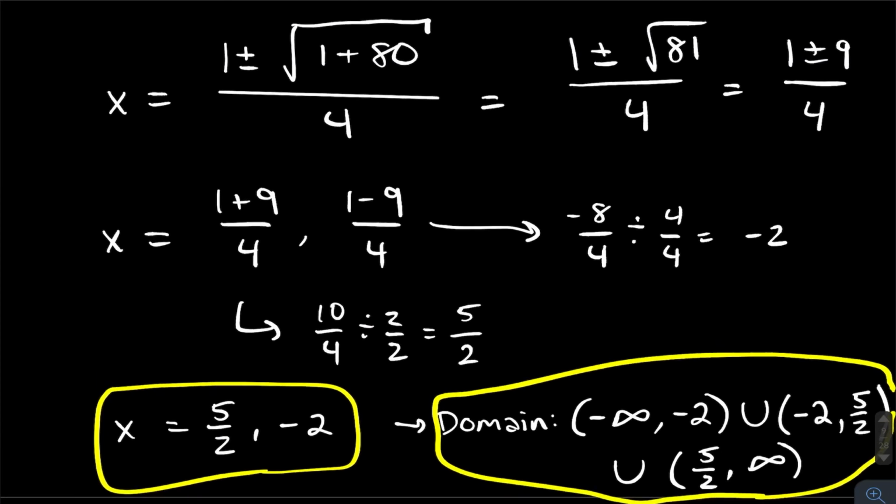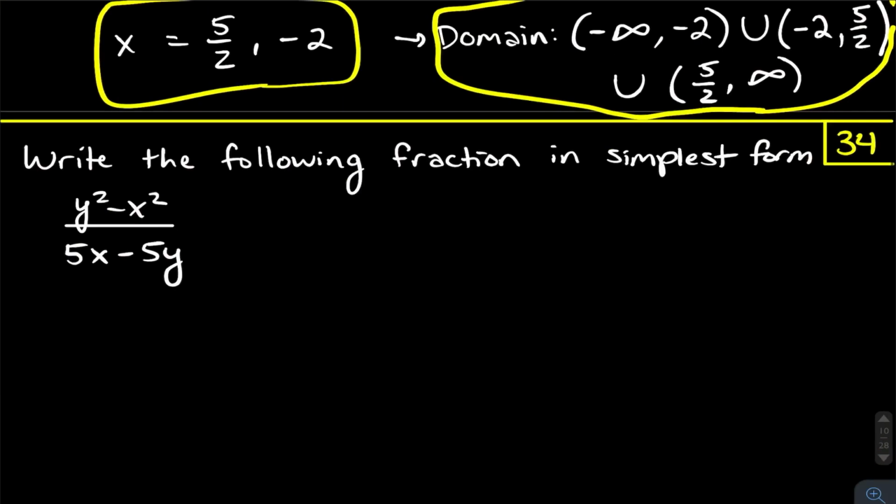Okay, so hopefully that makes sense, right? And of course, remember the domain is all of your x values, right? It's all the x values where you're going to get an actual y, right? Where you're going to get an output. Okay, so assuming that makes sense, let's move on to our next problem.